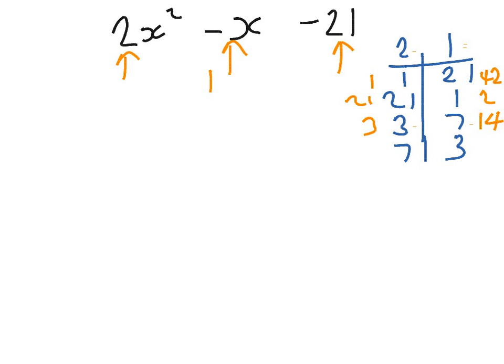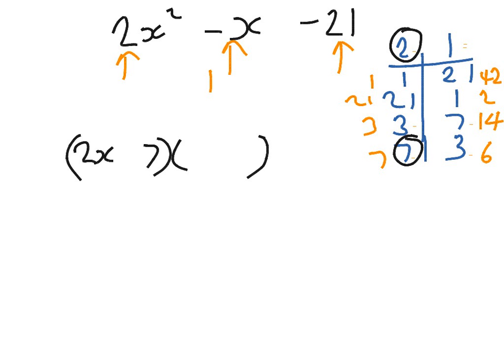So let's have a look. The 1 multiplied by 7 is 7. The 2 multiplied by 3 is 6. And there we can see 7 and 6. We can make a 1 out of those two. So that means that we're going to be needing the 2 and the 7. So let's put that into that first bracket. So we've got 2x and 7 in there. And in the second bracket we've got the 1 and 3. And because we don't put a 1 in front of an x, that's just x and 3.